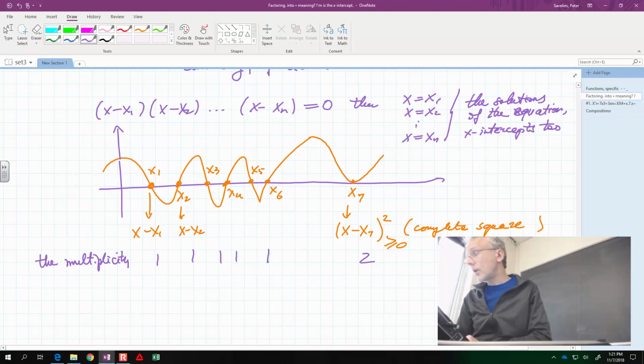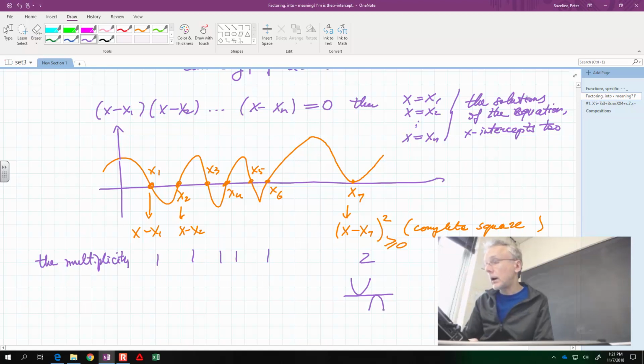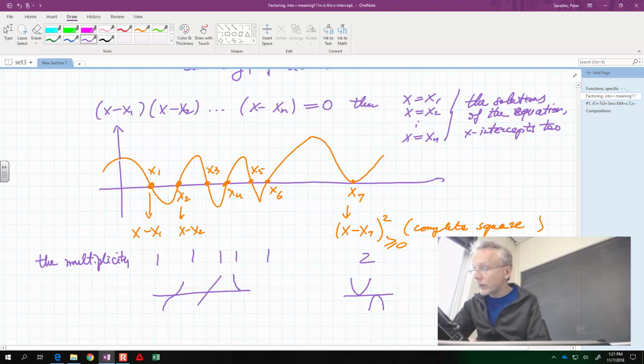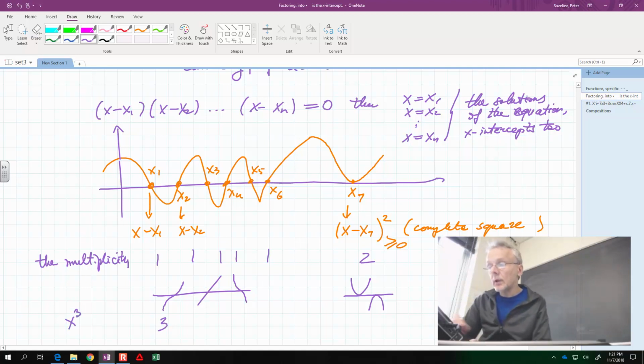Okay, so even multiplicities produce touching, like this or like that, while odd multiplicity gives you crossings, either by a straight line or, from below to above, it doesn't matter, like this. So these could be 3. I mean, if you take x cubed, it is actually the factored polynomial x minus 0 cubed.